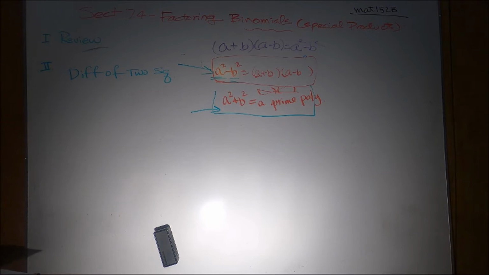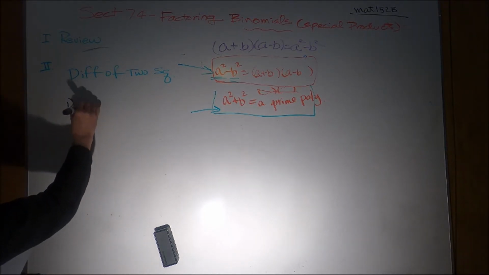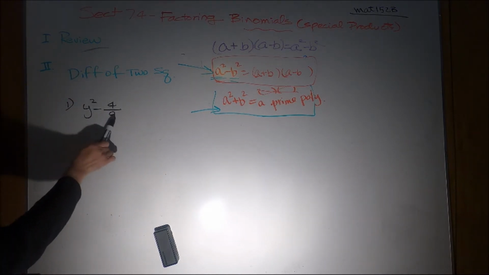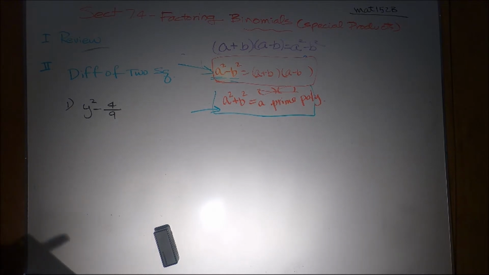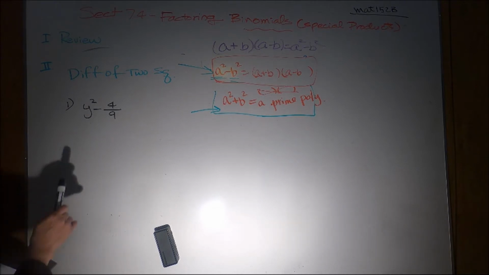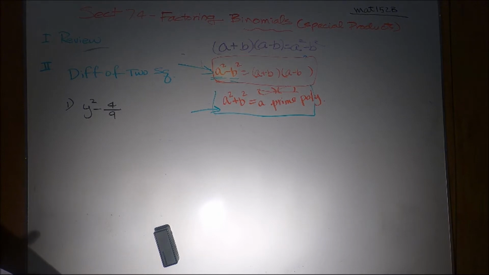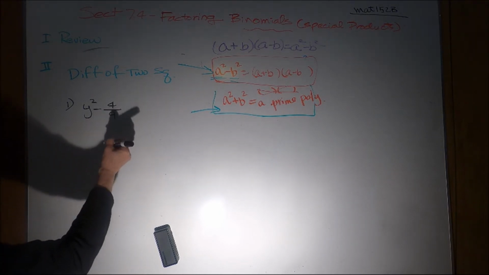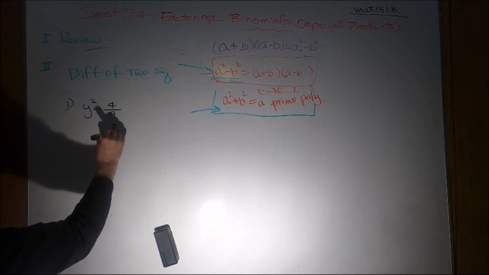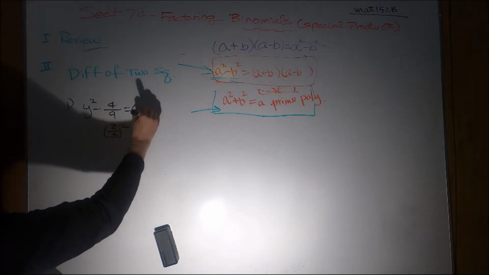Then let's look at some examples. If I have y squared minus 4/9, how many terms do I have? 2, a binomial. Do I have a difference? Yes. Do I have perfect squares? Right? Because y squared is the square of y, right? Then 4/9 will be what? 2/3 squared. So you should break it down as what?